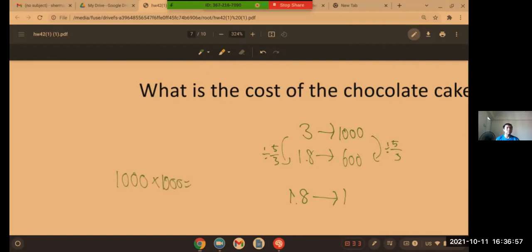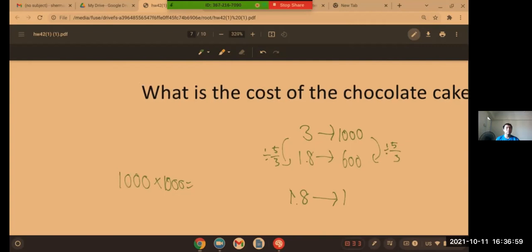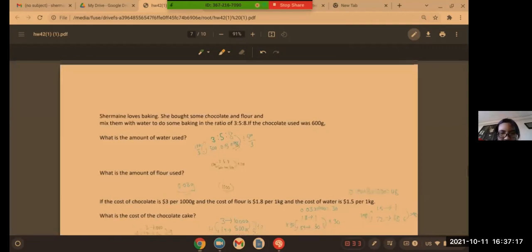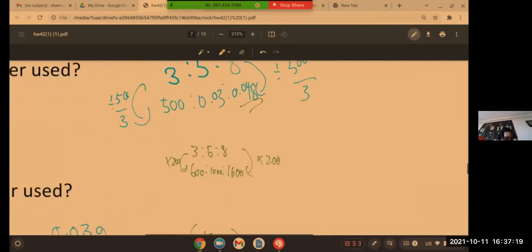What are you doing? 1,000 times 1,000, what are you doing? It's in grams. Which one is in gram? Can I take a look at your water? What's the answer for water use? 1,000. 1600. What's the unit?